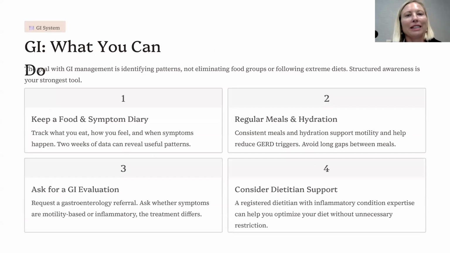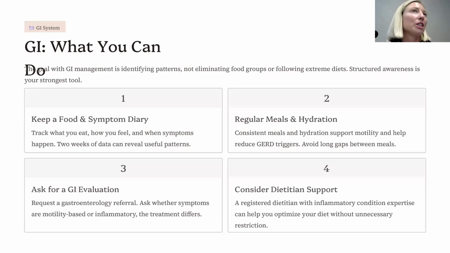So what can you do about this? The most important thing is not restriction, but it's awareness. Knowing that there might be a connection here, and if you're challenged with any of these issues, keep a simple food diary, even for a couple of weeks, and you can start to reveal meaningful patterns. Regular meals and hydration can really support motility.